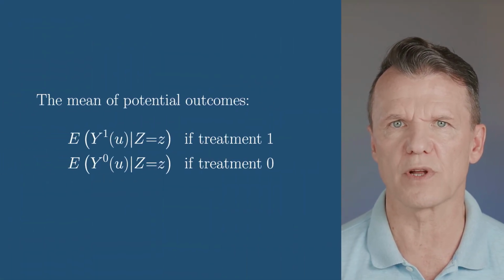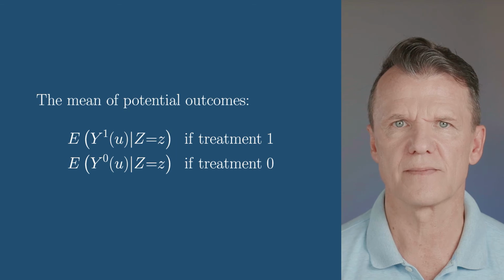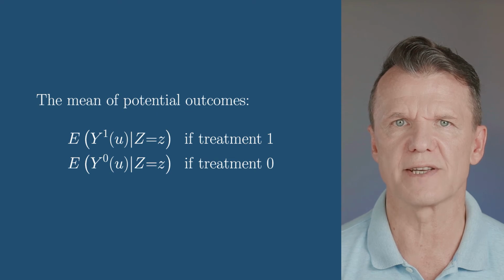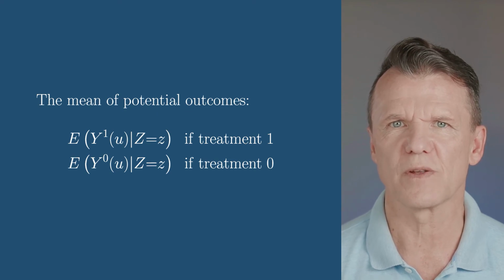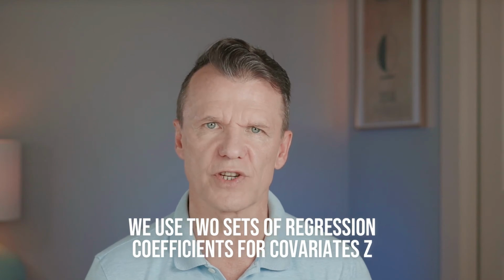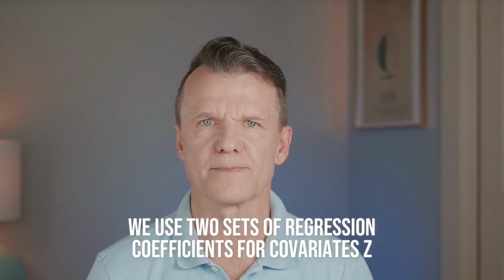Let's recap. We fit two outcome models, one for the treatment group and a separate model for the control group. Then we compute potential outcome means for the untreated. This is the mean of y0 of u given the values of covariates zu. After that, we use a separate model to compute the mean of y1 of u. Separate models means we use two sets of regression coefficients for the same covariates z. One set for treatment and the other for control group. But the values of covariates zu are the same.